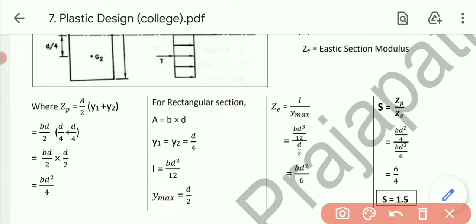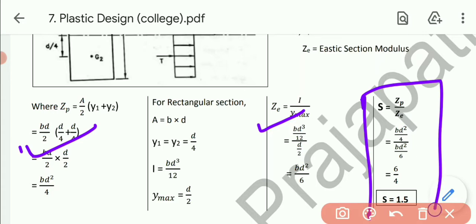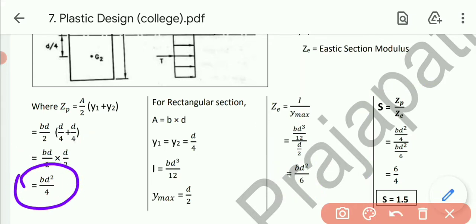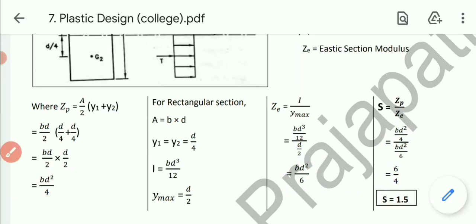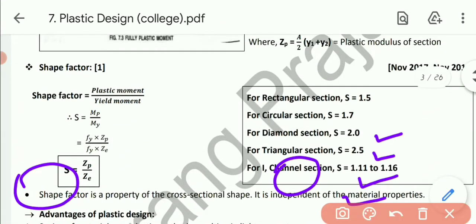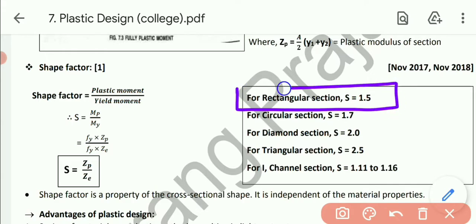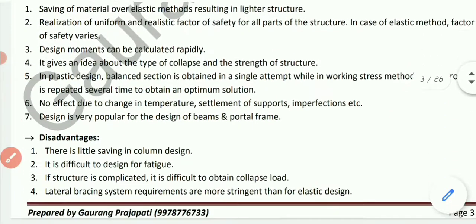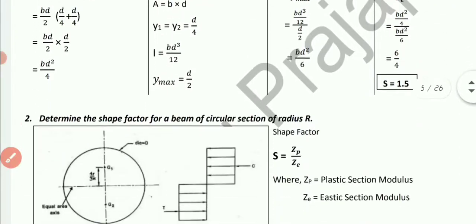So once we got the value of Zp and Ze, I can easily calculate the value of shape factor. Shape factor stands for Zp by Ze. Zp is BD square by 4, and Ze is BD square by 6. So BD square will be cancelled, so ultimately it will be 6 by 4, that is 1.5. I have already given this shape factor over here. You can see for all the different sections, for the rectangle the shape factor is 1.5. So this is the derivation of this shape factor.